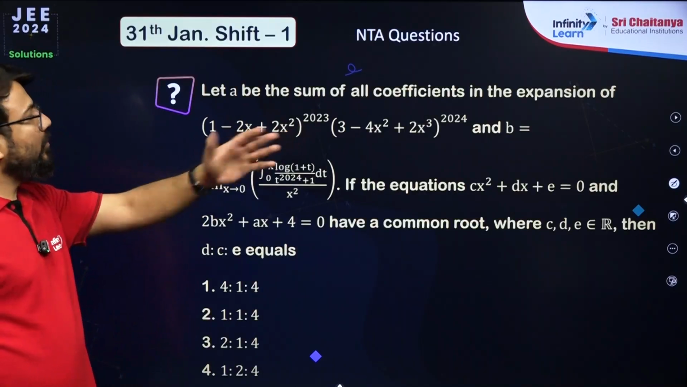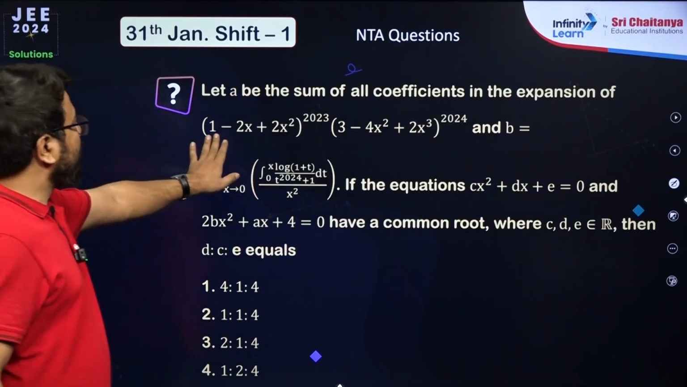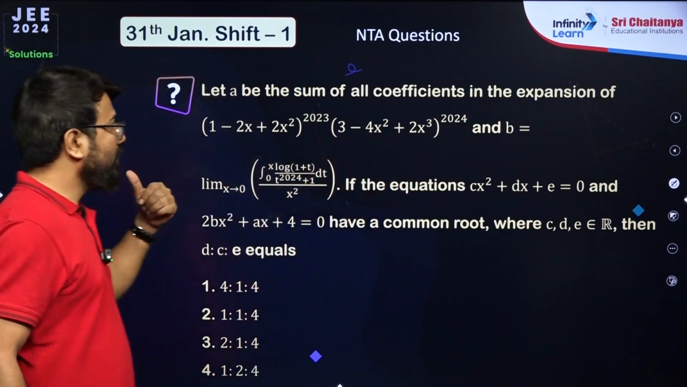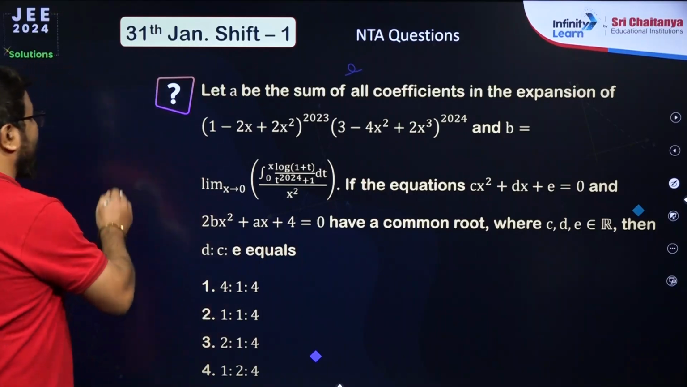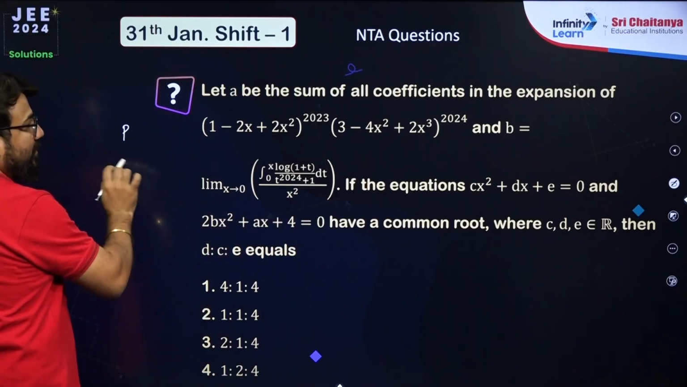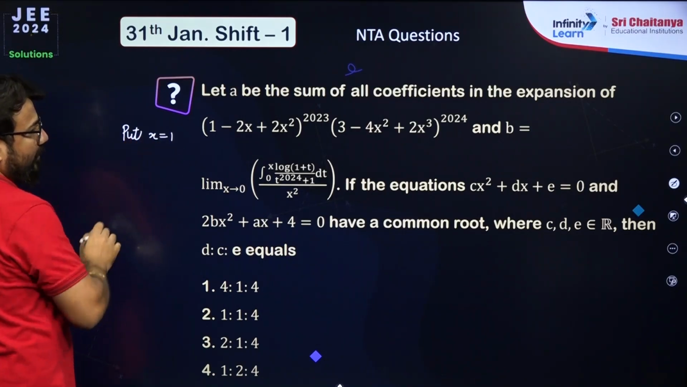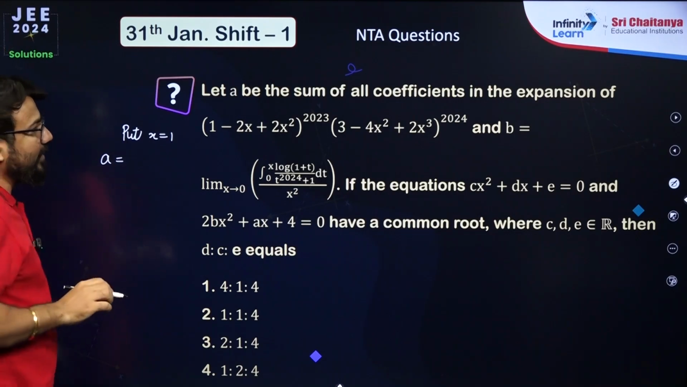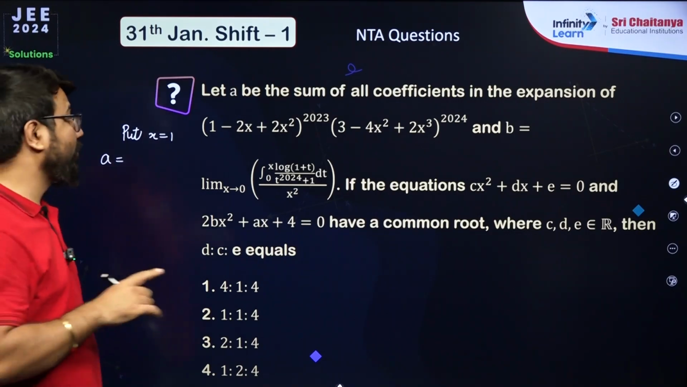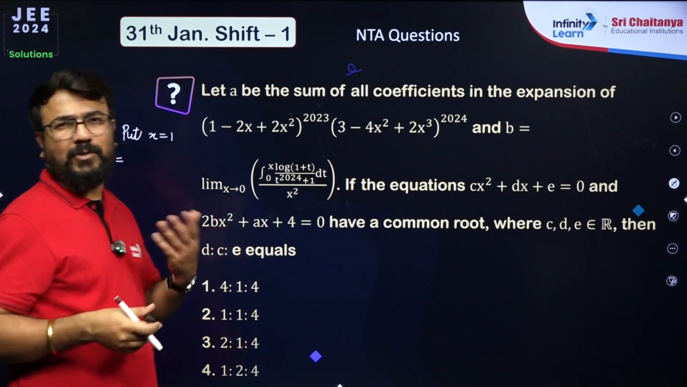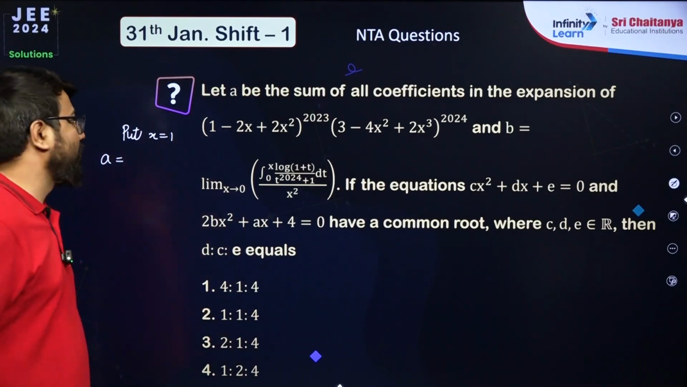Let A be the sum of all the coefficients in this expansion. So this is the expansion being given to you. And if you substitute the value of x equals 1, you will be able to get the value of A, that is the sum of all the coefficients. Because by substituting x equals 1, we'll be able to get the sum of all the coefficients.